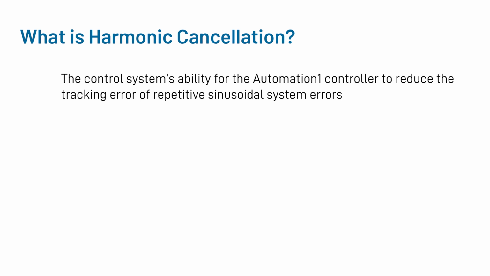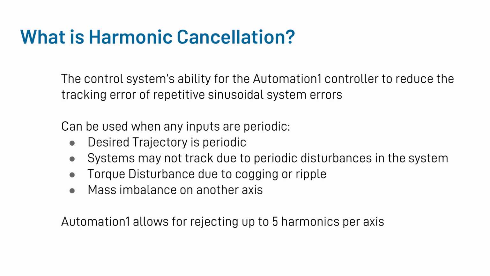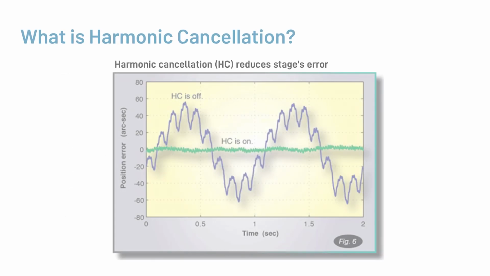So what uses are there for this? Well, in theory, harmonic cancellation can be used when any inputs into the system are periodic. These include when the desired trajectory is periodic, the system may not be tracking due to periodic disturbances, there are torque disturbances due to cogging or ripple in the motor, or there is a mass imbalance on another axis that is moving. Lastly, we should note that the Harmonic Cancellation Toolkit allows for rejecting up to 5 of these harmonics per axis. And we'll see an example of that next.